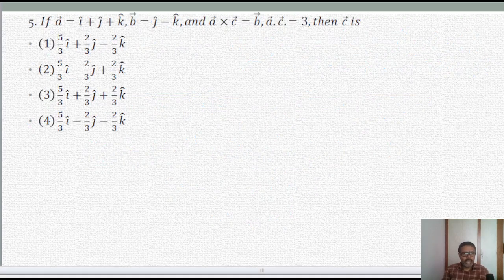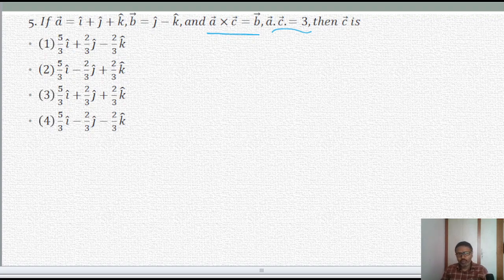Here again, this is a question on vectors. Two vectors are given to us in this. Vector A is equal to i plus j plus k, and vector B is equal to i minus k, and two conditions are given. A cross C is equal to vector B, and A dot C is equal to 3. So the easiest way of solving this problem is going with the dot product first. Okay, let us go with the dot product.